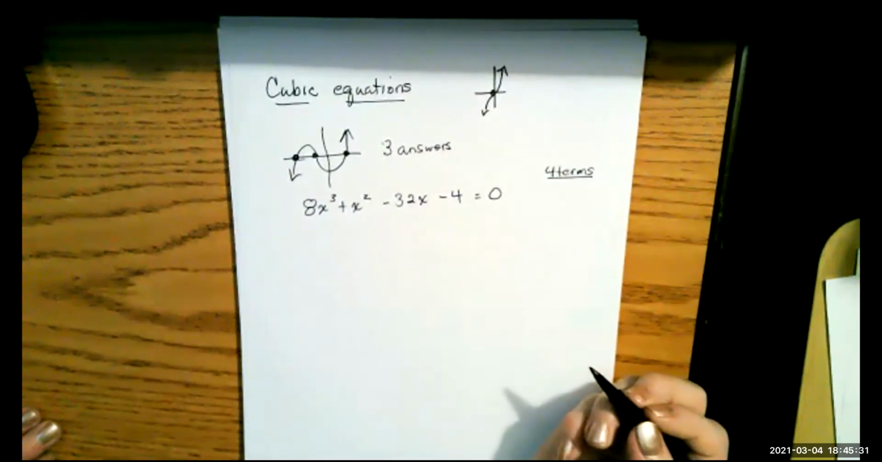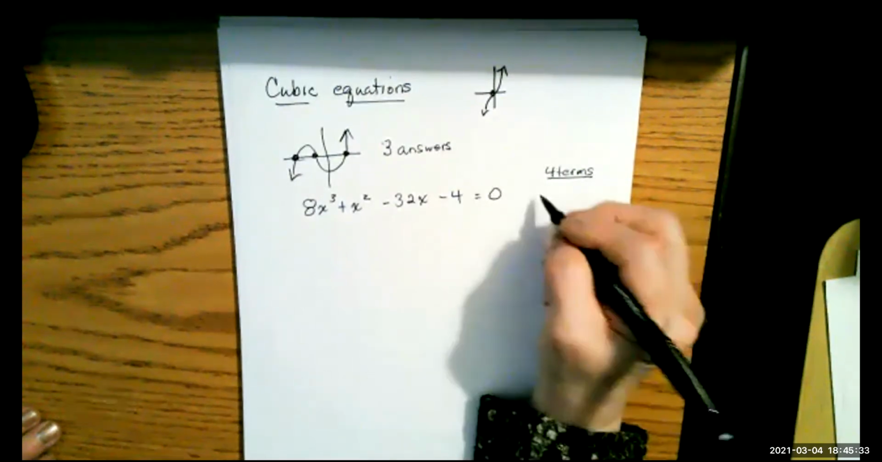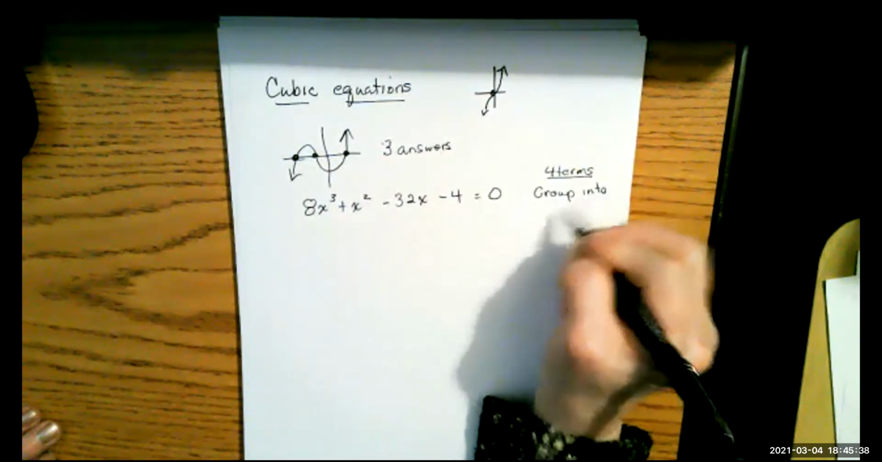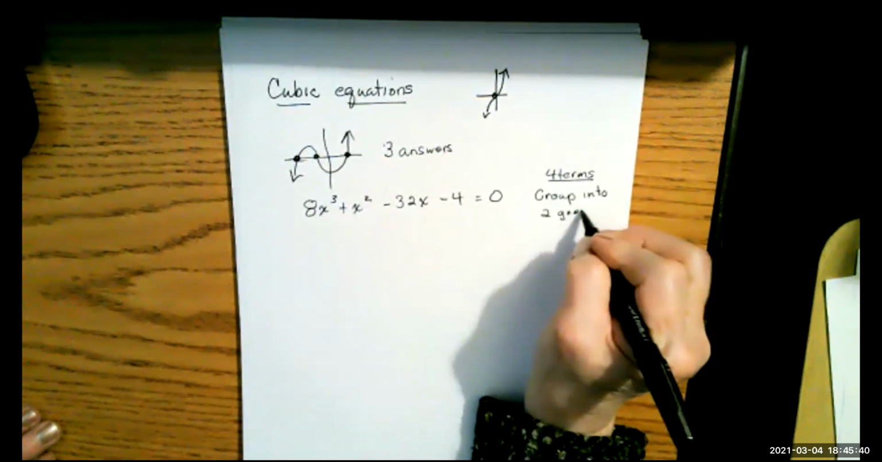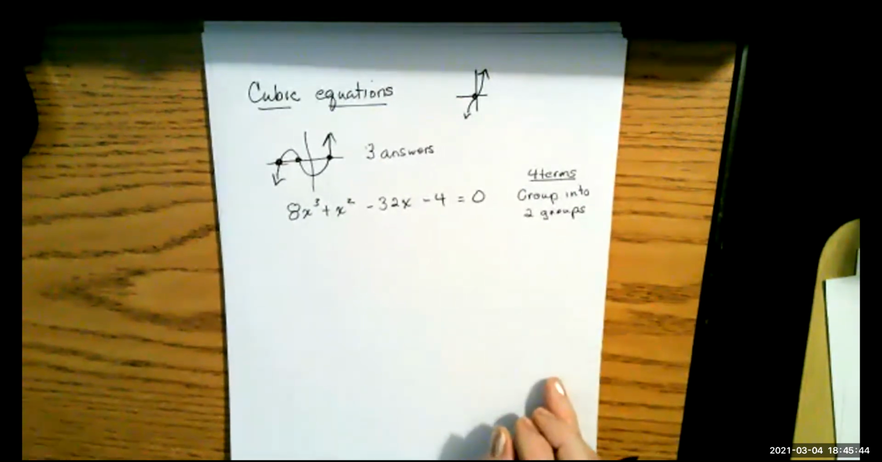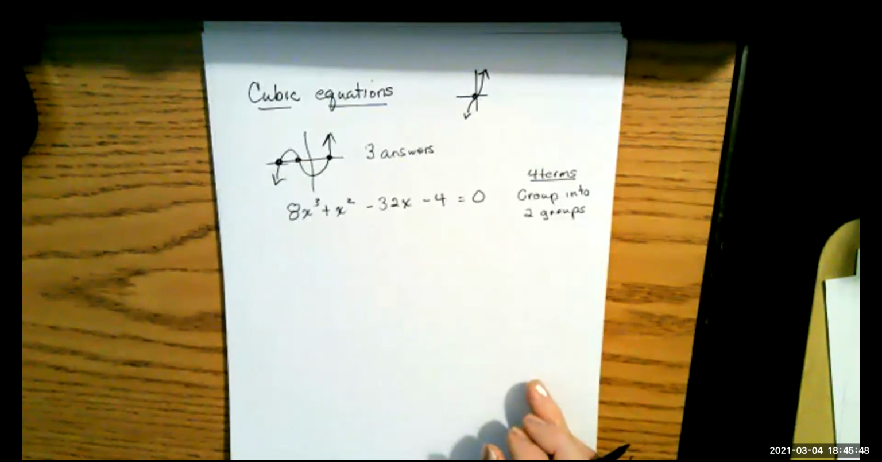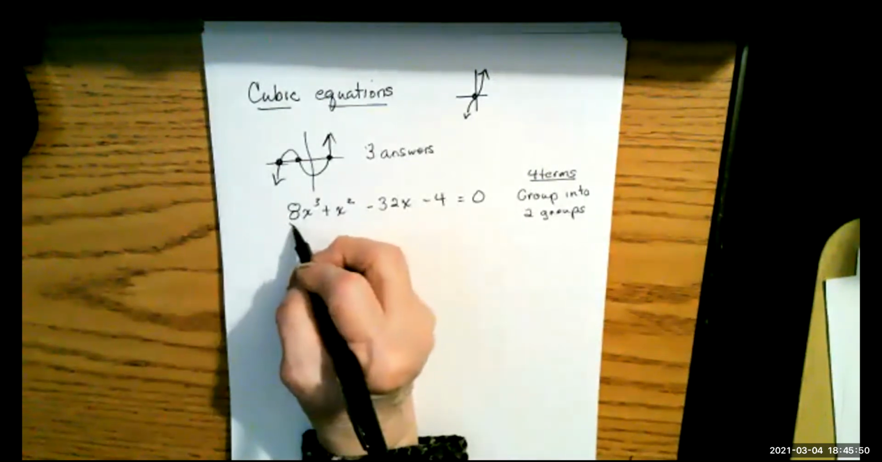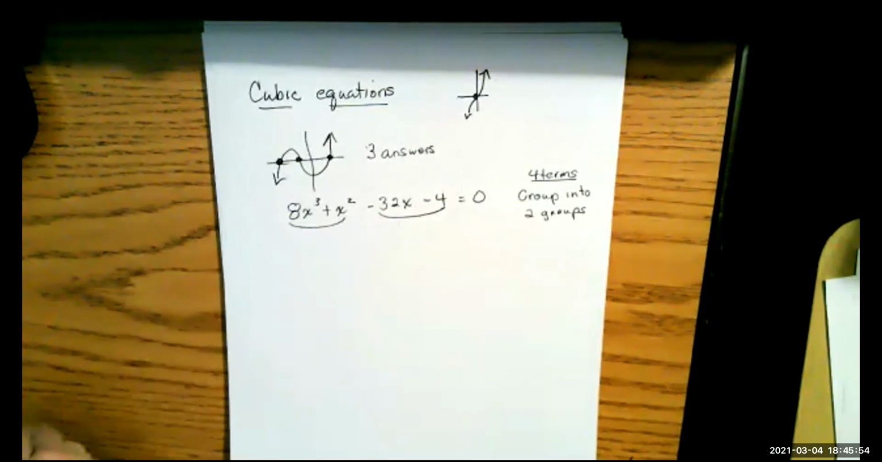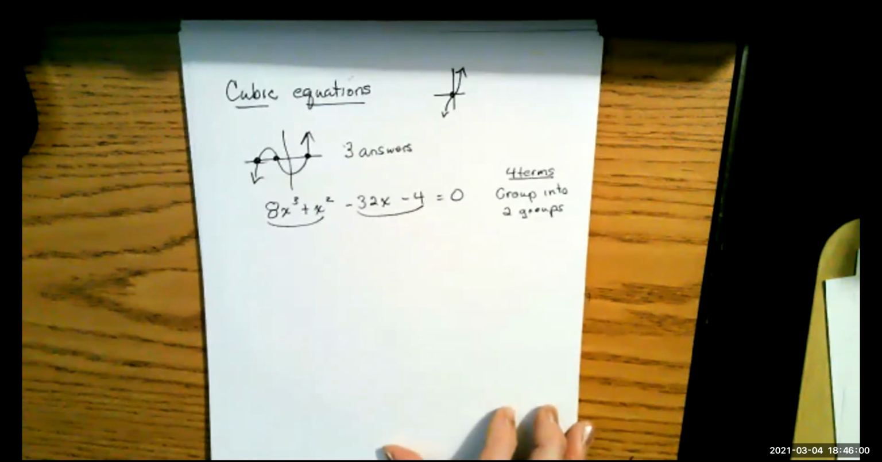When you have 4 terms, you group into 2 groups. And don't do parentheses around them because you'll lose your negative if you do that. What you want to do is group underneath. Put those 2 together and these 2 together. If you put them in parentheses, you'll lose your negative and you'll have a sign error. So group underneath.